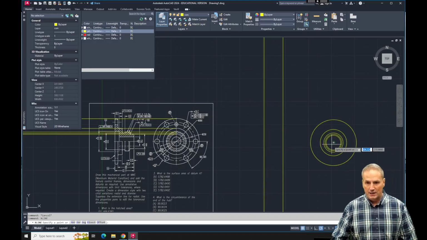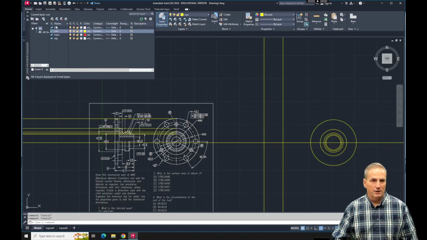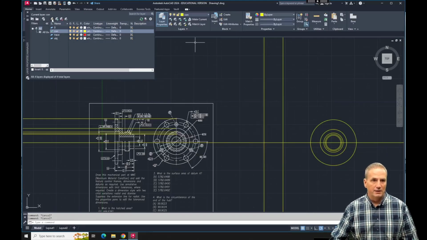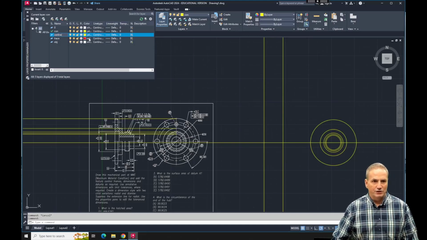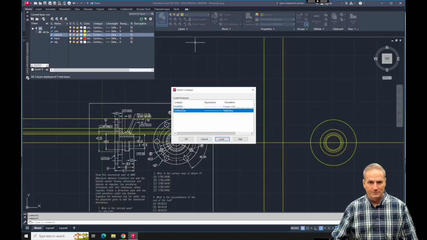The other thing I might do here is put an X line, and we can just run an X line right through here. And while we're here, let's create a center layer. Let's do CEN, and I'll call this CEN line, just to differentiate between my CEN marks, which I usually leave as continuous. Let's load, and we'll do CEN, load up center 2. We'll grab center 2.